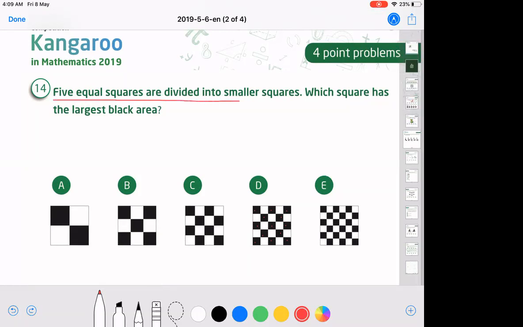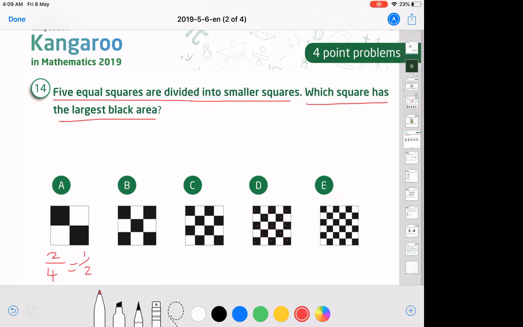Here is Kangaroo competition, mathematics 2019, problem number 14 for level 5 and 6. 5 equal squares are divided into smaller squares. Which square has the largest black area? Here we have the choices. Let's check them. The first one, we have here 2 black out of 4. We can simplify this fraction by making 1 over 2, which will be half.